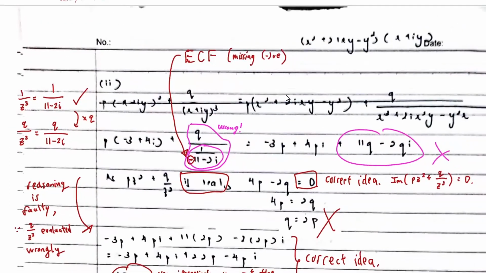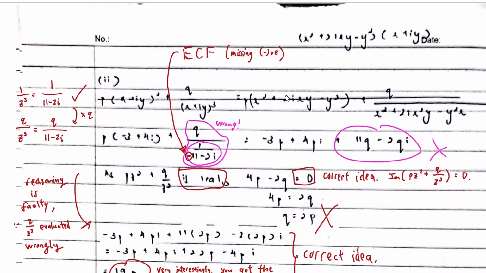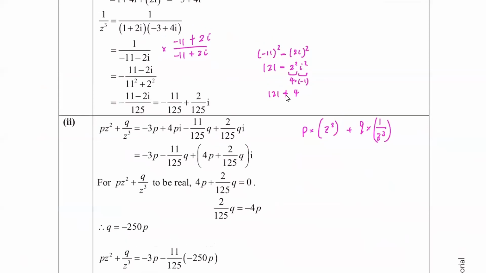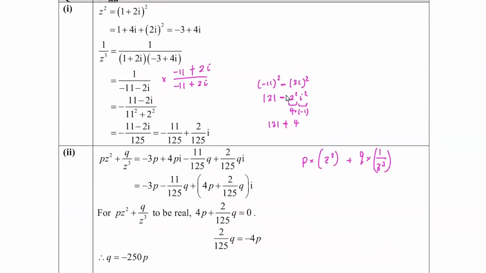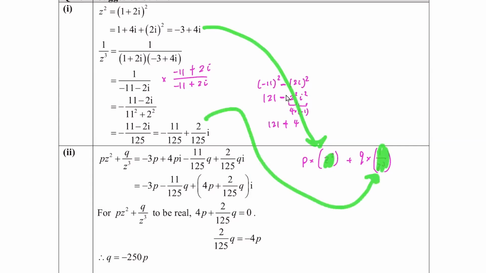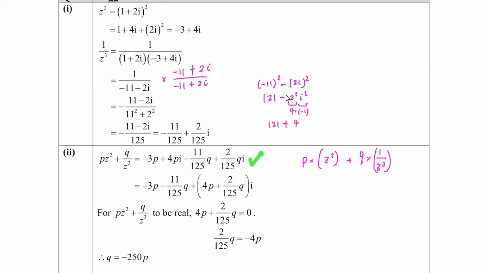Okay. Solution continue. So what were we doing? Yes. So over here we are replacing the z square with minus 3 plus 4i, the 1 over z cube with this negative 11 over 125 plus 2 over 125i. You distribute the p, distribute the q, you'll eventually get this expression. Then after that, you just combine the real and imaginary parts.